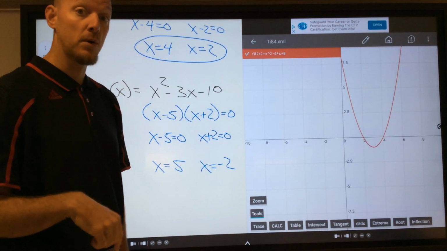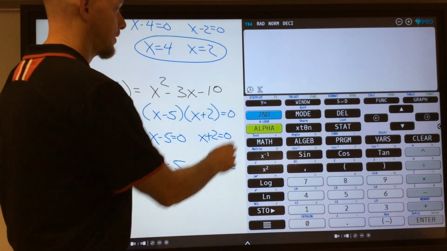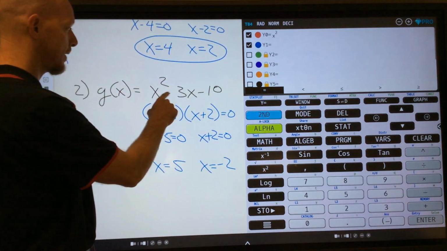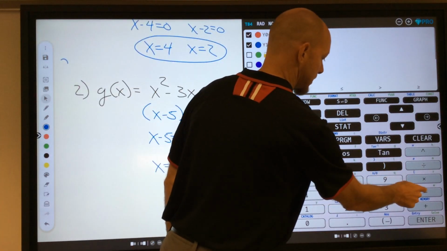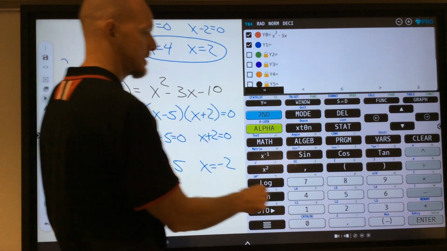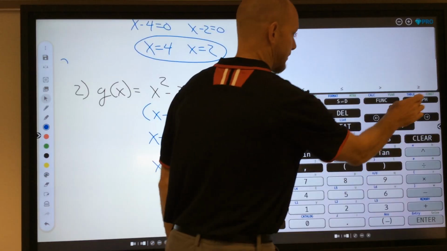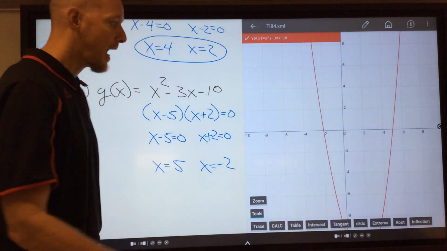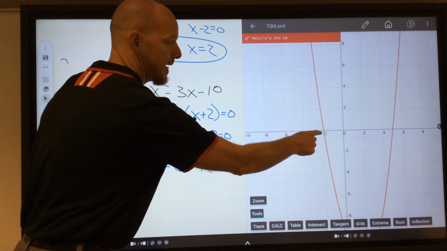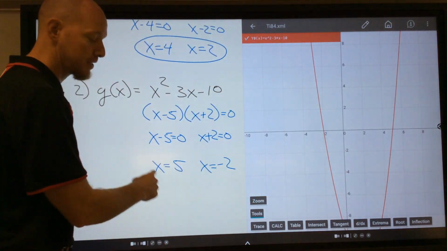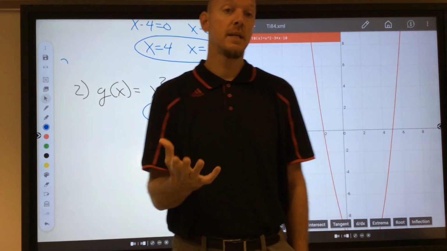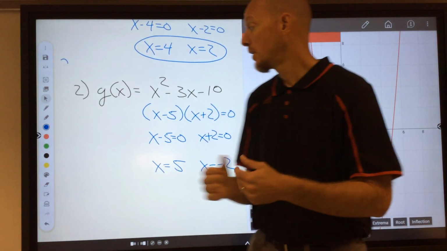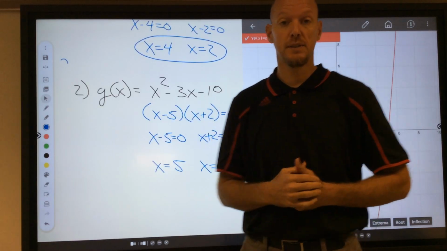If I wanted to check my work, I can go back into my graphing calculator. Up here, I'm going to type my new equation, x squared minus 3x minus 10. Once I graph it, I see that I have my x-intercepts at negative 2 and 5, just like I calculated. So when the directions say find the zeros, they're basically asking you to find the x-intercepts, or basically to solve the equation upon setting it equal to 0.